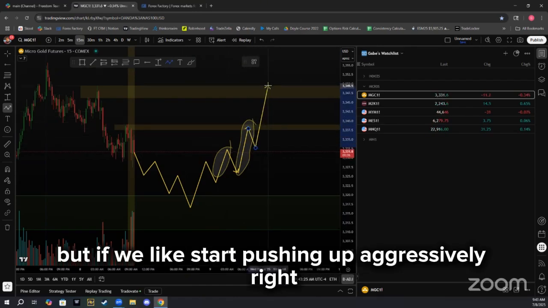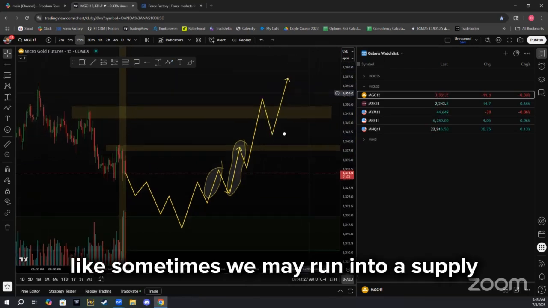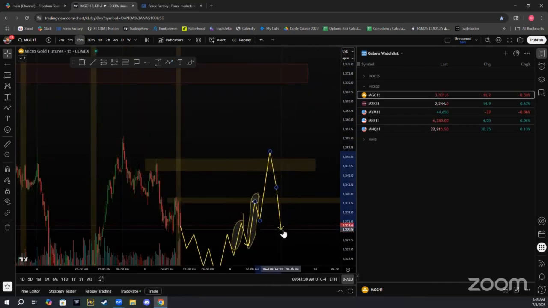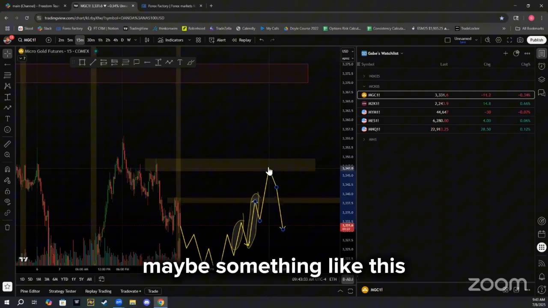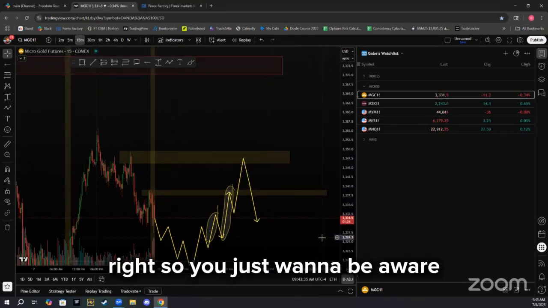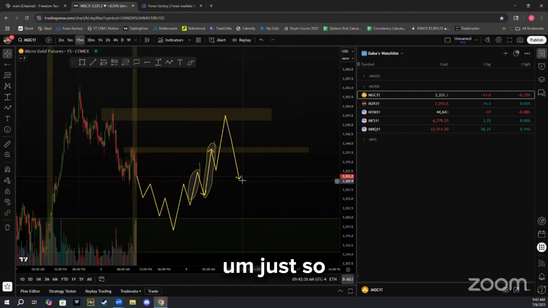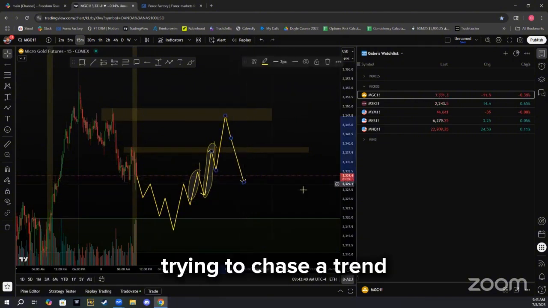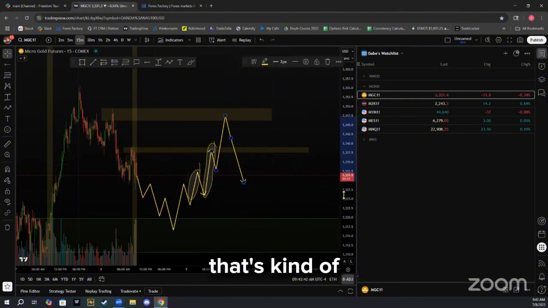But if we start pushing up aggressively, sometimes we may run into a supply and we may just reverse, maybe something like this. So you just want to be aware of where your key levels are, just so you don't get caught trying to chase a trend that's kind of dying out.